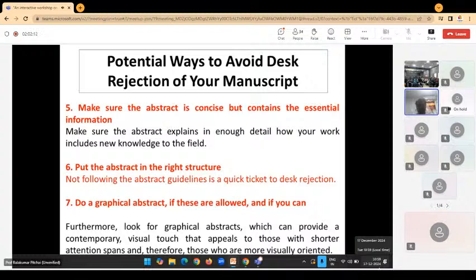So furthermore, look for a graphical abstract which can provide a contemporary visual touch that appeals to those with a shorter attention span and therefore those who are more visually oriented. Some people are reluctant to read anything. They just want to see and observe the content. So for these people and for everyone, if you are able to come up with a graphical abstract, it is very good. Some journals give an option for a graphical abstract. Don't take it as optional. Take it as a key component of your manuscript.